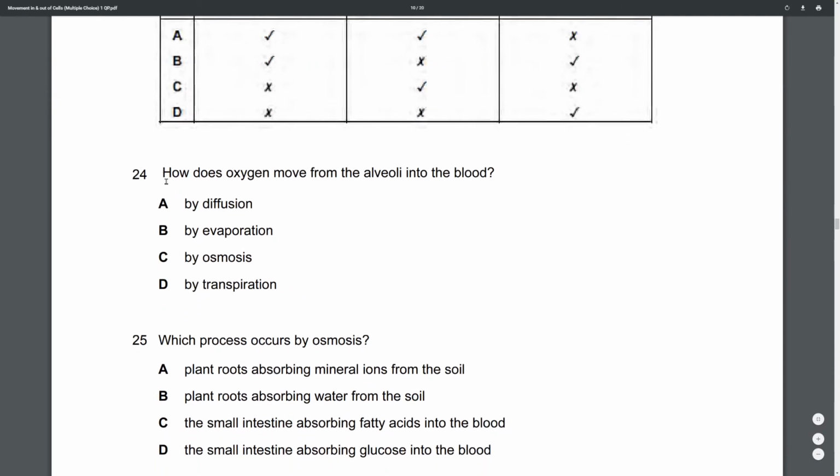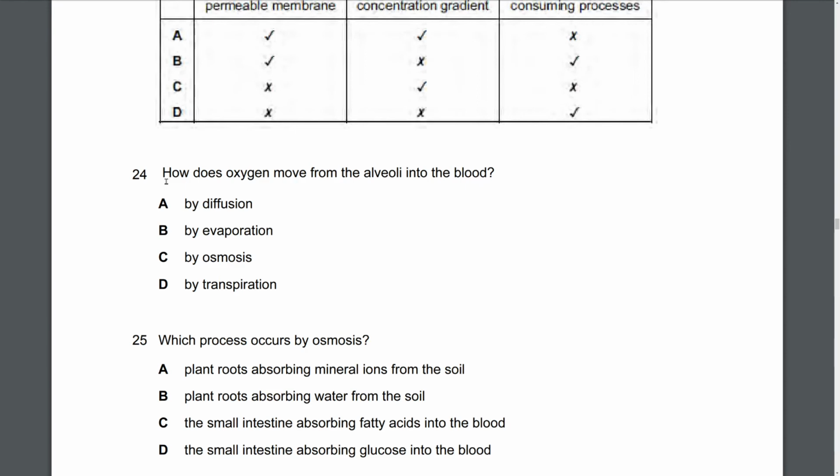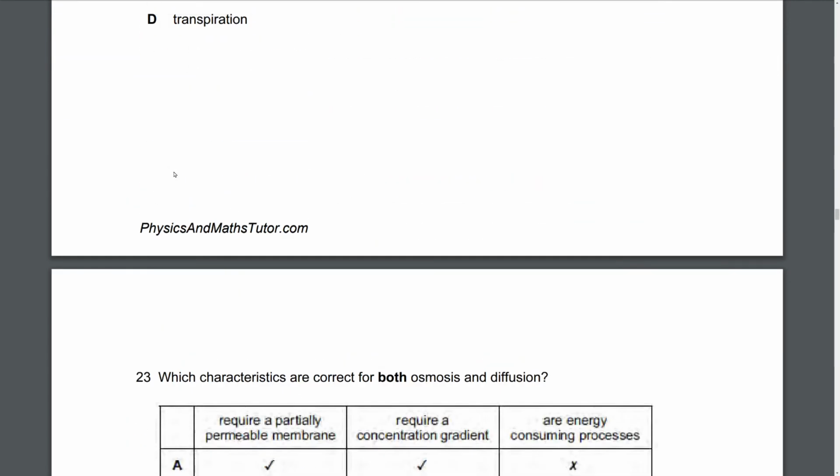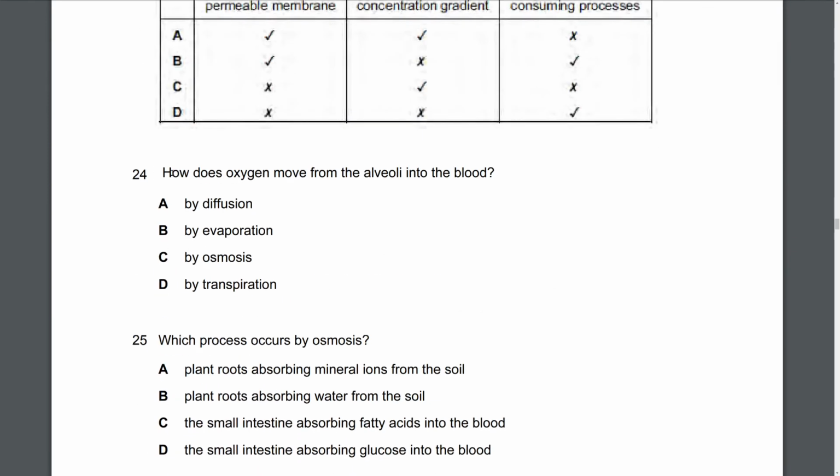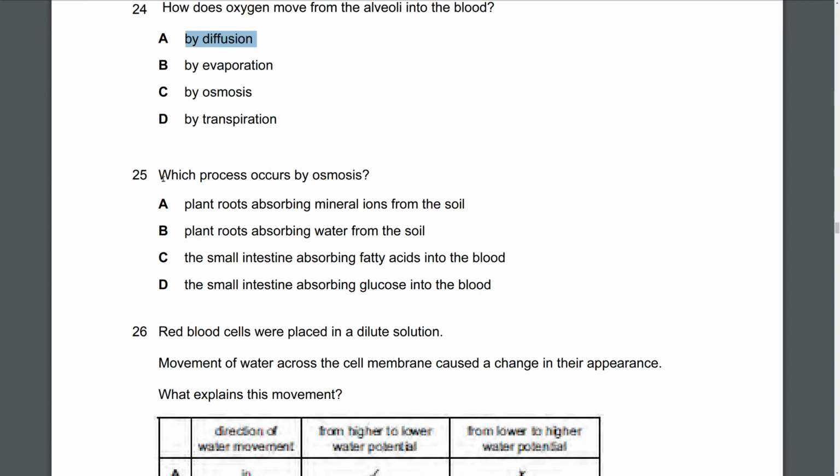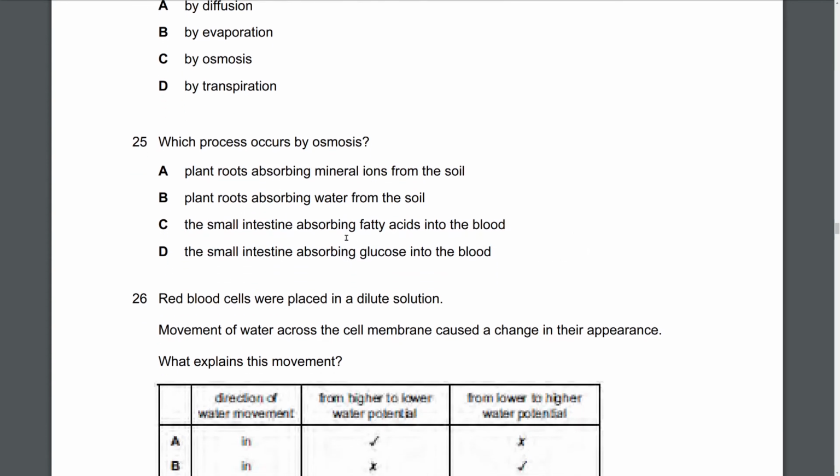Question 24. Okay, how does oxygen move from the alveoli into the blood? We already saw this question up top, which is diffusion. Which process occurs in osmosis? That would be plant roots absorbing water from the soil, because water, mineral ions, nope, fatty acids, nope. Osmosis only occurs in water.